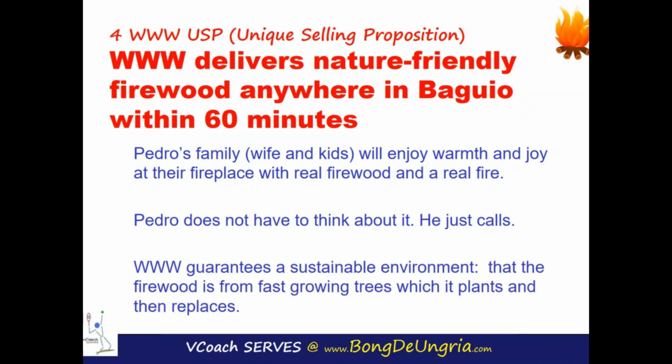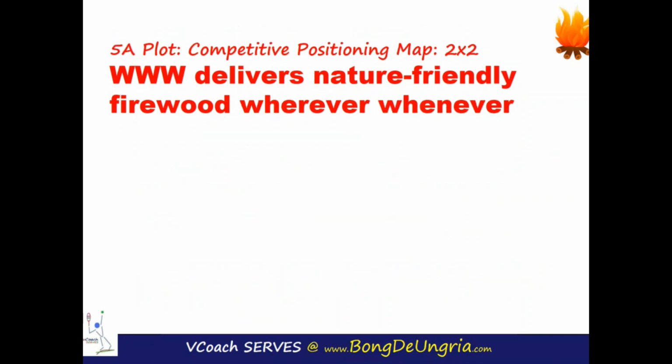Furthermore, the USP for the company contains a guarantee that the product promotes a sustainable environment. The firewood is from fast growing trees, which it plants itself and then replaces. So, with this unique selling proposition, you would want to find out how your company and your product is competitively positioned. The first plot of the positioning is a 2 by 2 matrix.